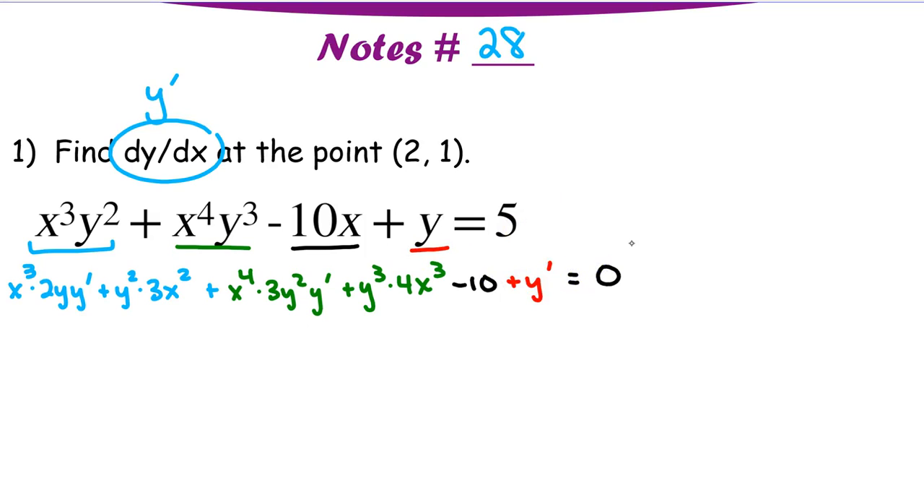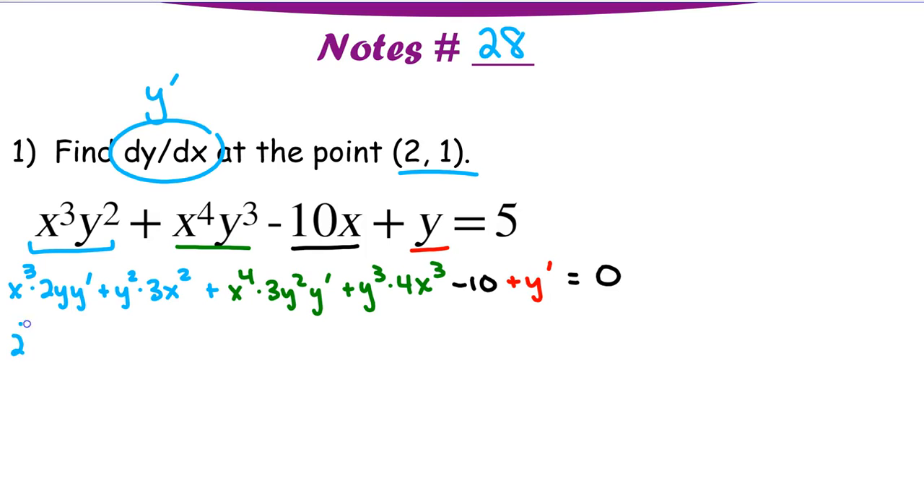Okay, now, if all we were doing was finding dy dx, at this point we would try to isolate y prime. However, we are finding dy dx at the point (2, 1). So we're going to put 2 in for x and 1 in for y, and now is the best time to do that, so you don't have to go through all the algebraic simplification. You can first put the numbers in there.